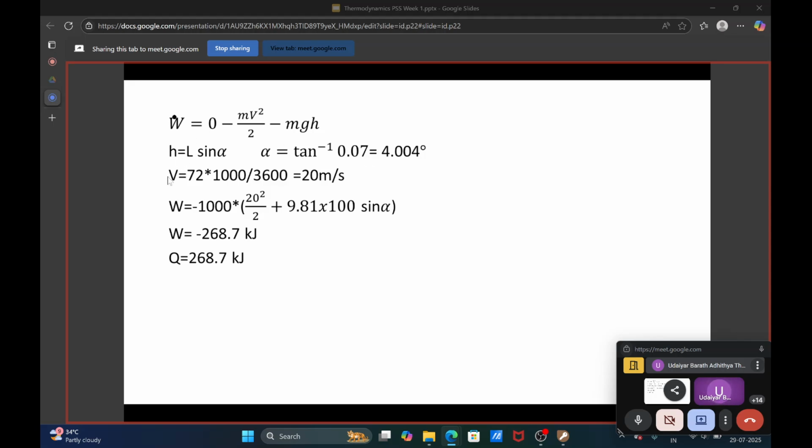So V we know, which is coming at 72 kilometers per hour, so that will be 20 meters per second, and we know h is L sin alpha. So we can find out h. From there we can find out the work done to apply brakes. So that is 1000, the mass is 1000, so 1000 into 20 square by 2 plus g into h, 100 sin alpha. This comes out to be 268.7 kilojoule.